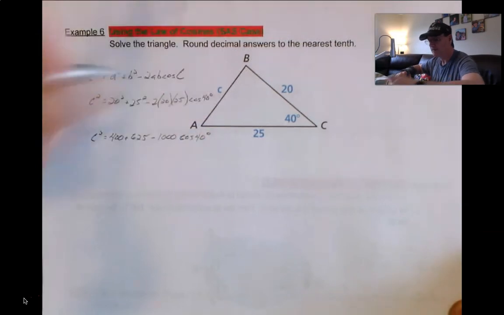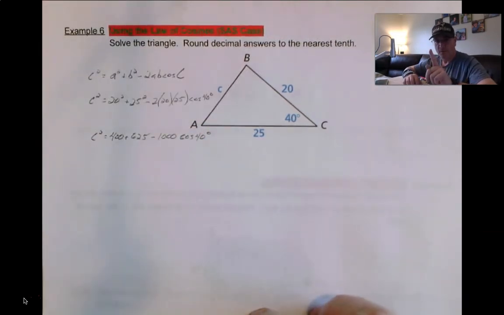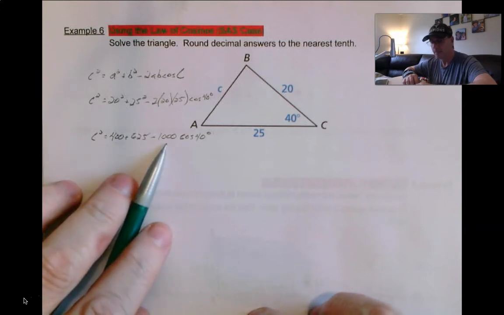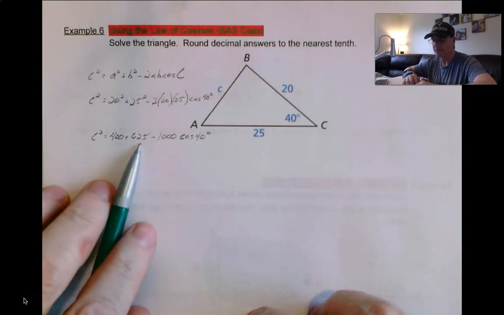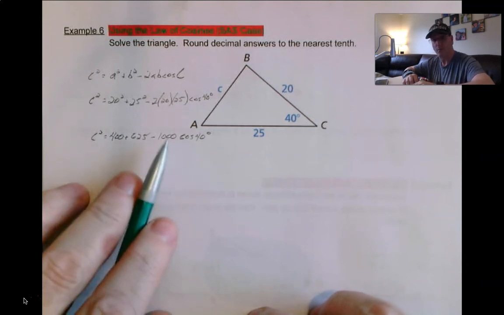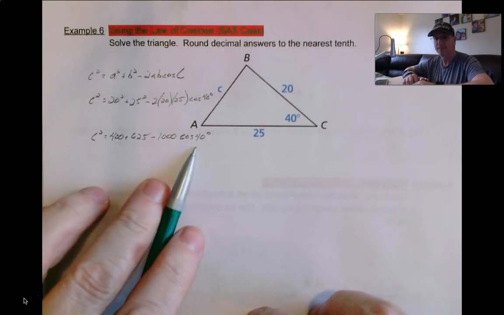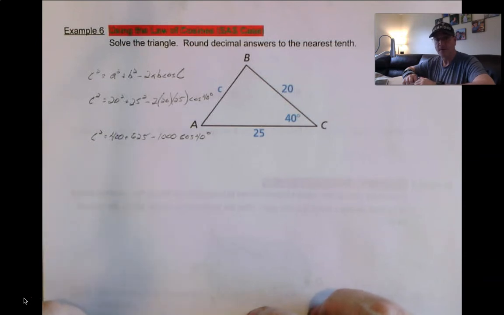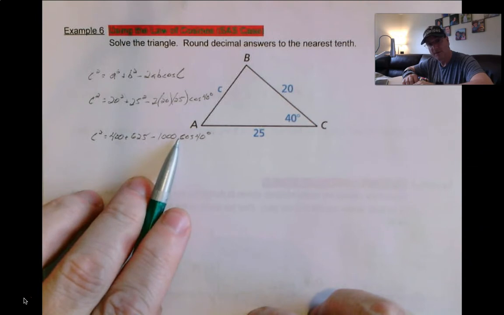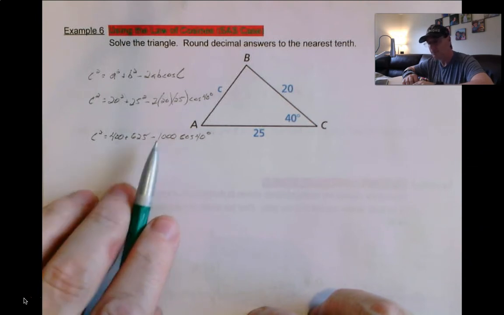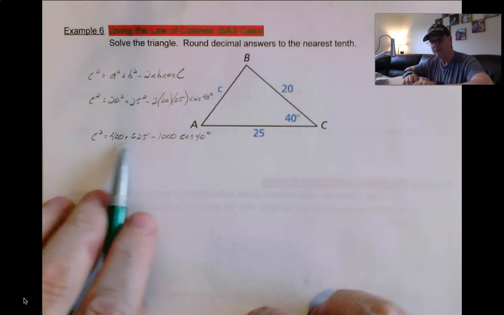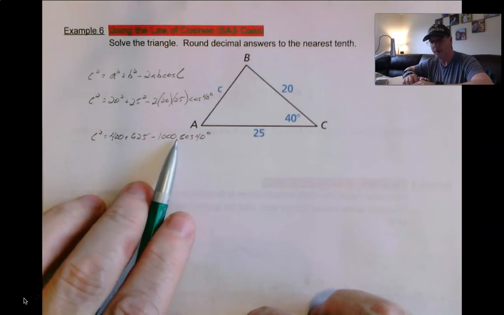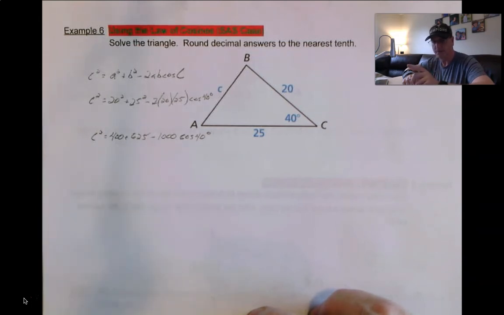40 degrees. Now, one of the common mistakes is to go 400 plus 625 minus 1,000, right? So this is going to be 1,025 minus 1,000. So people will write 25 cosine of 40 degrees. That is a mistake. Don't do that. Why? Order of operations, PEMDAS. There's multiplication between the 1,000 and the cosine. That has to be done before you can do the subtraction. I can do this addition out here, but I cannot subtract 1,000 from the 1,025 before I multiply by cosine. So we can't do that.